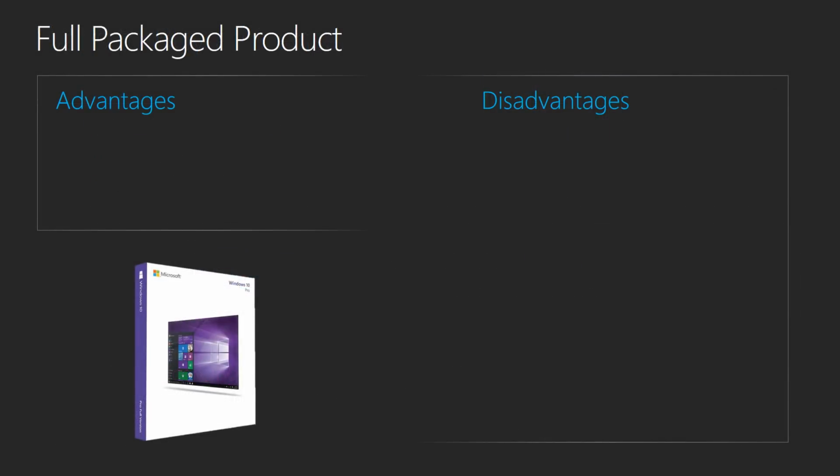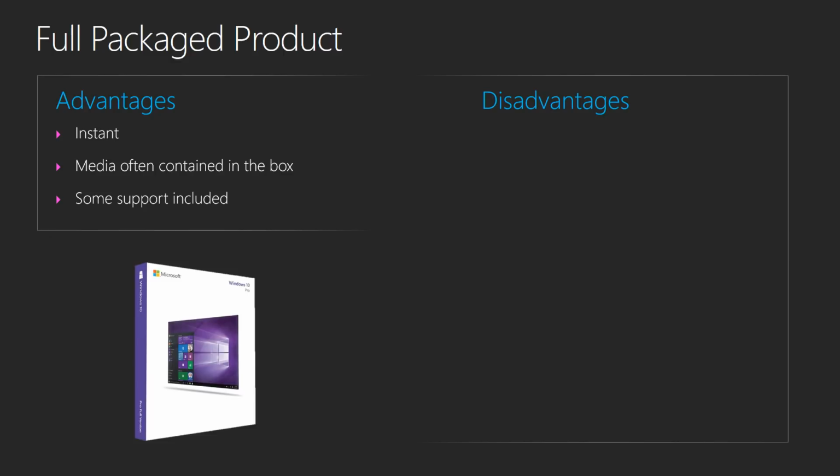We'll start with full package product. Now, the advantages of FPP include the fact that it is instant. You can just walk into a shop and buy it. The media is often included in the box, and there's even some support from Microsoft included in that purchase, and you can see that these are good advantages for the consumer.